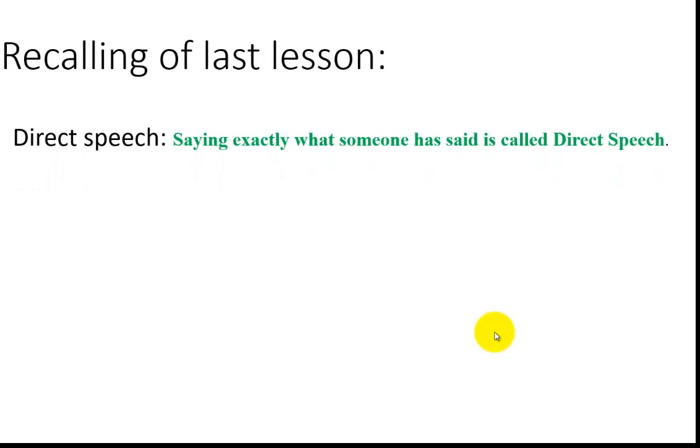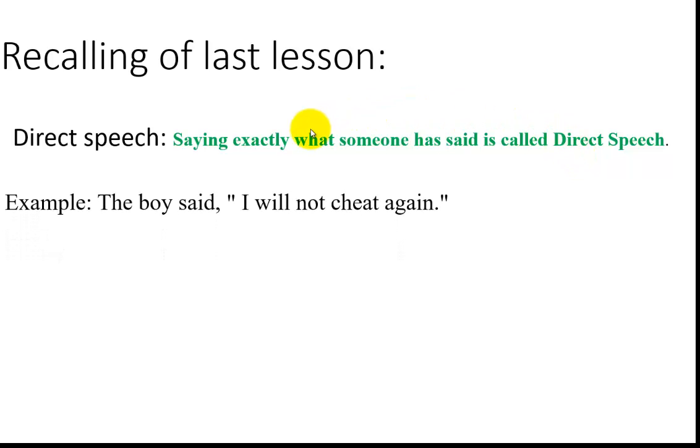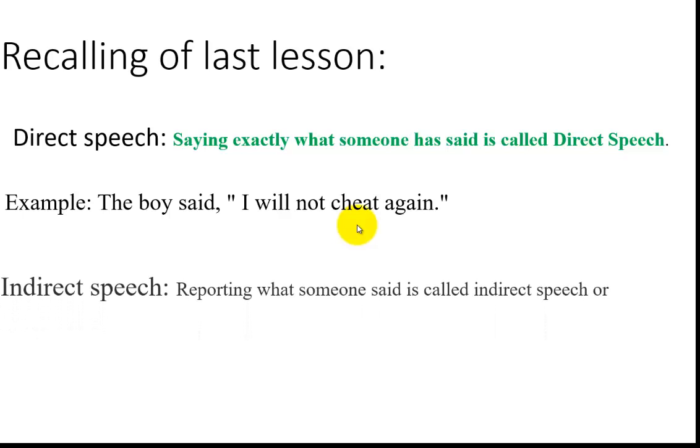In the last class we learned that saying exactly what someone has said is called direct speech. So direct speech means when somebody says the exact words, that exact sentence is called direct speech. Example: the boy said, "I will not cheat again." If a boy is saying, "I will not cheat again," that is direct speech.